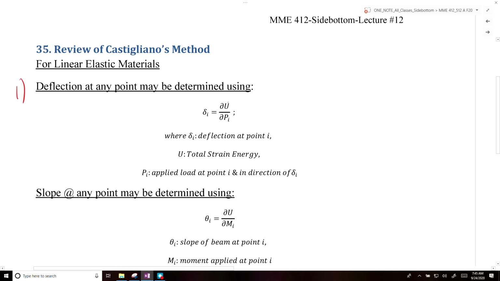If you know the total strain energy U, and you take the derivative of that strain energy with respect to an applied force at a given point, you can calculate the deflection at that point, delta. In a similar fashion, the second part of Castigliano's theorem says that you can determine the slope at any point, theta i, if you take the derivative of that strain energy term with respect to a moment that's applied at that point.